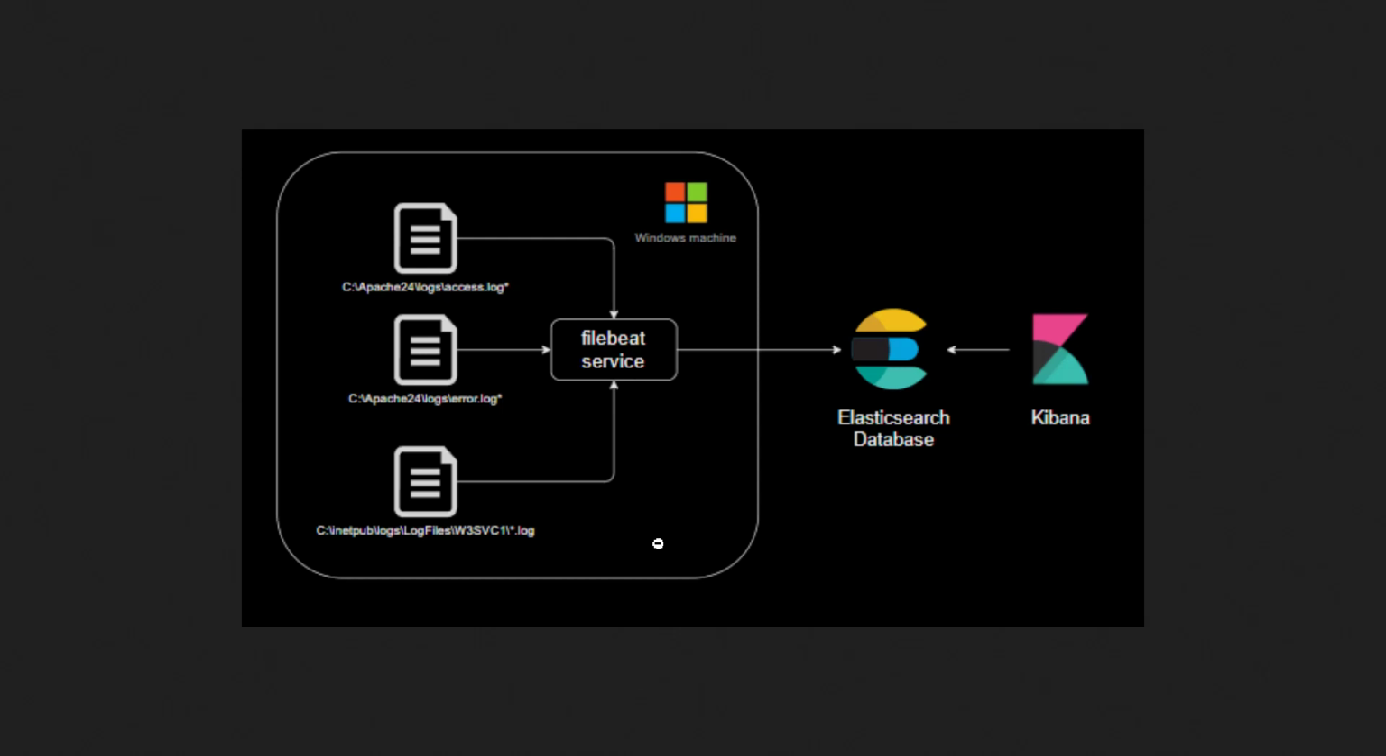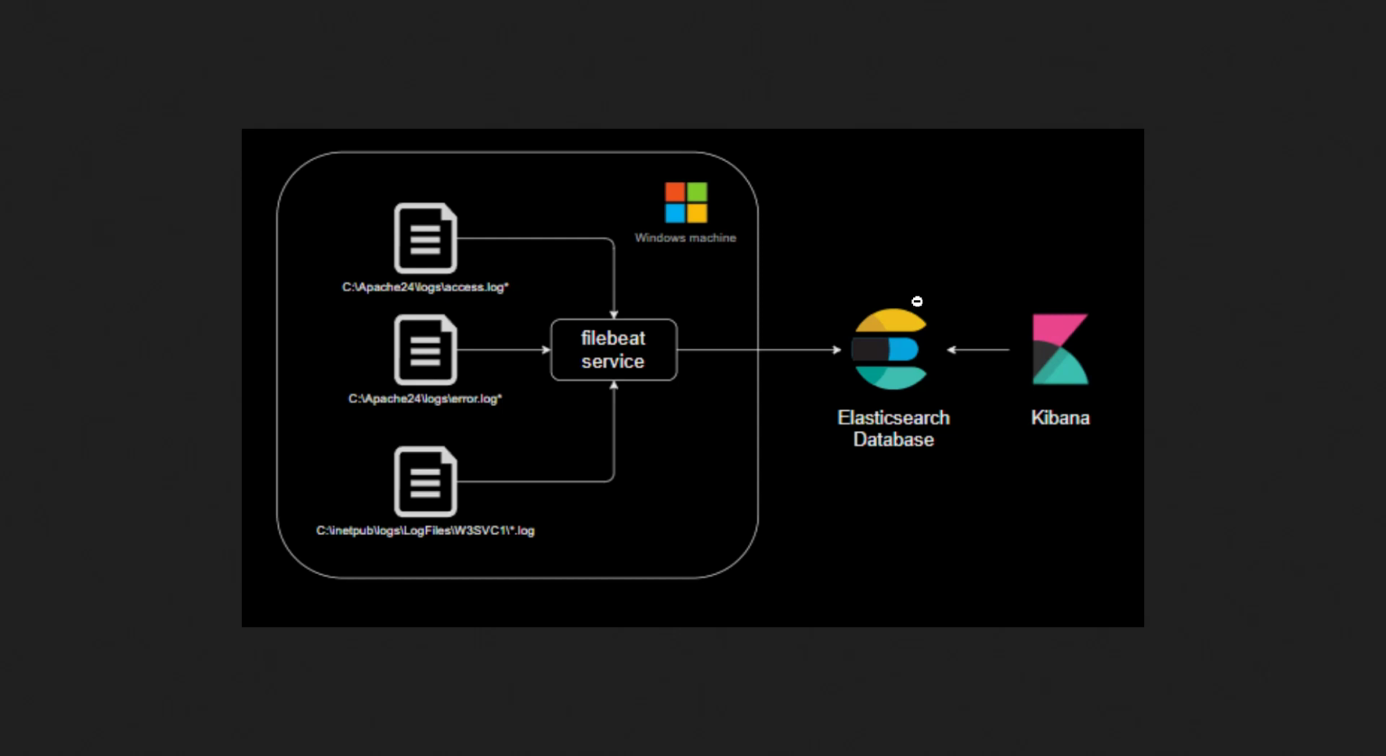So in this video, we're going to talk about how to set up Filebeat as a Windows service in a Windows machine and how you can make Filebeat continuously monitor log files and send the data from those log files to Elasticsearch database. And obviously we can use Kibana to visualize the data created by Filebeat in Elasticsearch. We're going to do that also.